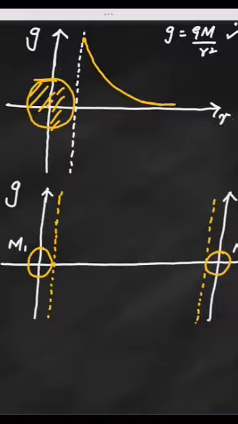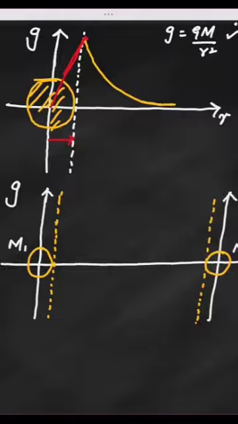What is the graph of g within this planet? Within this planet, the graph is always a straight line. So the value of g increases from the center to the surface of the planet. It is maximum at the surface, then the value decreases, or the graph looks like this.